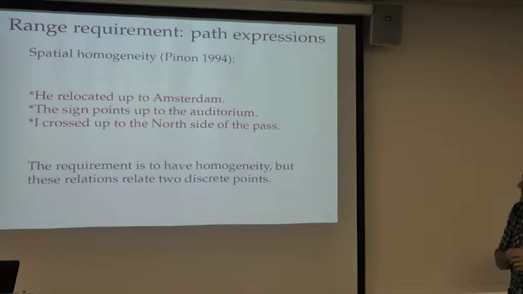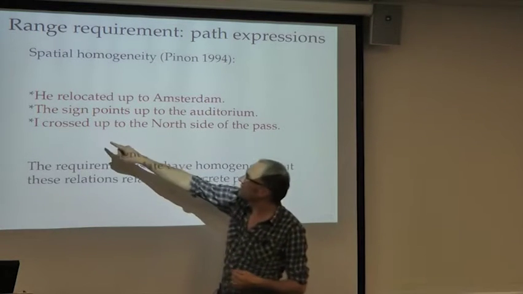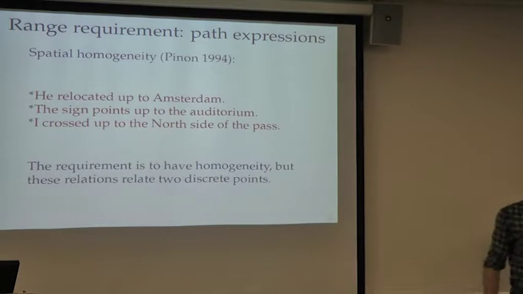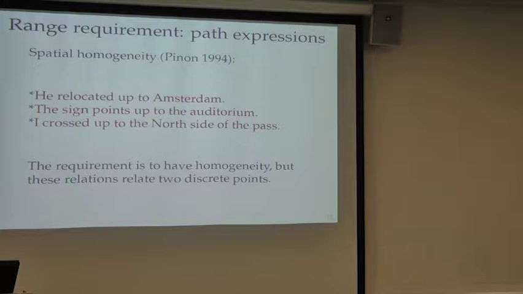And the requirement really seems to be, again, that you have homogeneity, but what goes wrong here is that things like crossing and relocating and pointing aren't homogeneous, right? Because if you relocate from The Hague to Amsterdam, then you're not also relocating to all the towns in between. You're basically taking one point and going to the next point. And if I point to the auditorium, I'm not pointing to the tree that's in the way. I'm really pointing you towards that single thing. And the same with crossing: you don't cross to the halfway point, you only cross to the final point.